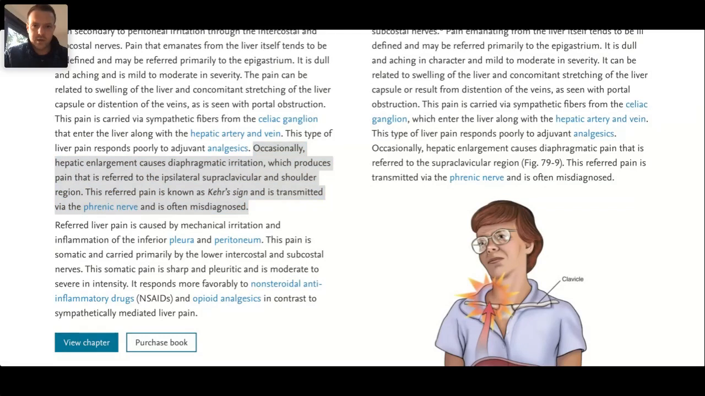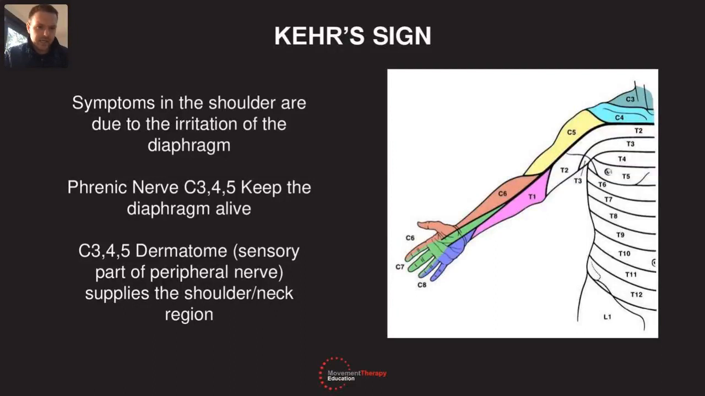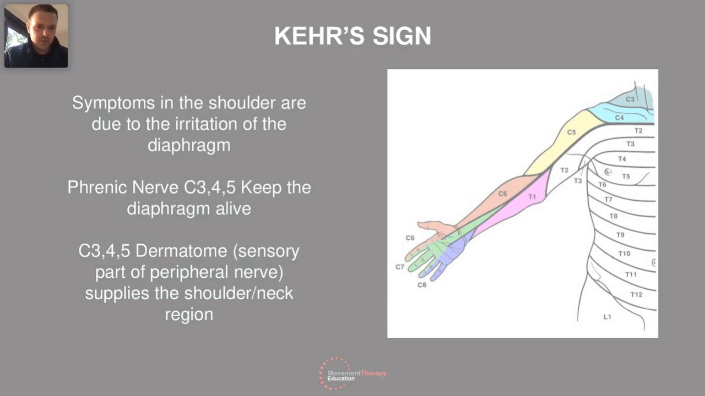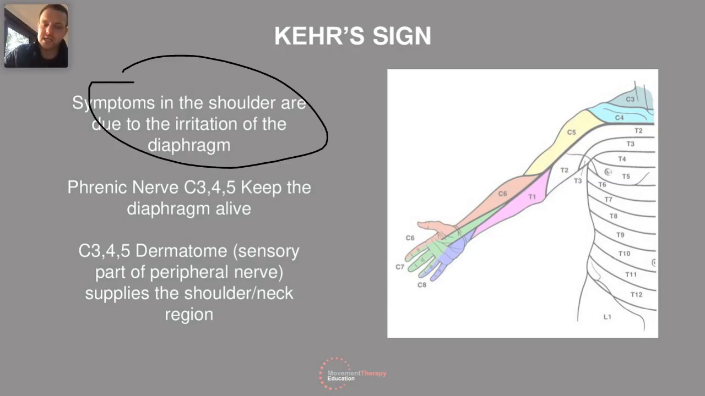Okay, so that's what we think has been the major problem with our lady. Just go back to that. And so if we have a look here, symptoms in the shoulder are due to irritation of the diaphragm. Okay, so it's not the liver directly that is causing the problem. When the liver enlarges, it pushes up into the diaphragm. Okay, and it's the irritation of the diaphragm that causes the referred pain into the shoulder. All right, so it's not the liver itself, it's the irritation on the diaphragm that is caused by the liver.